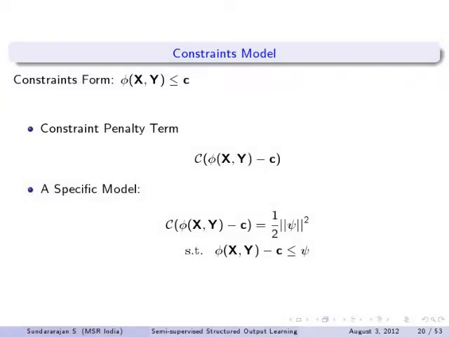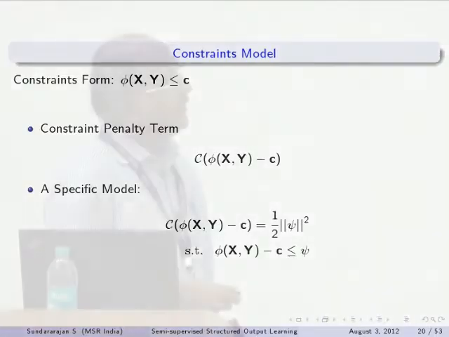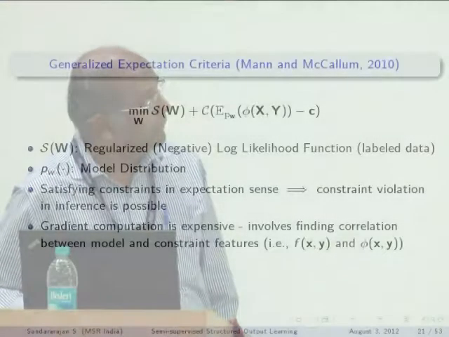Now using that constraint model, what we can do is introduce a constraint penalty term using a slack vector. What this slack vector does is measure the violation of the constraint, and we can try to minimize this slack vector, because in that process we will be minimizing the violation. That's the basic model that we consider.